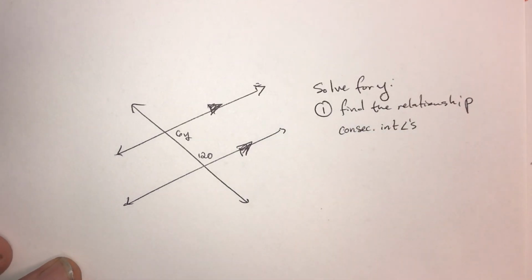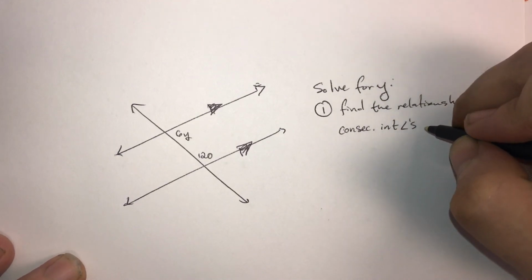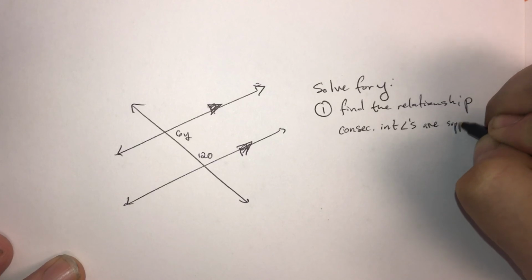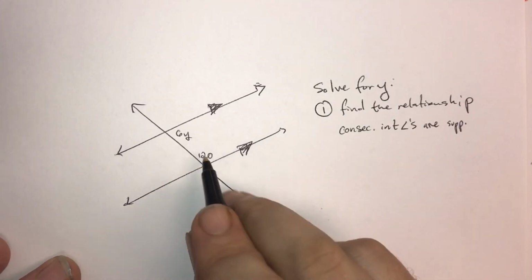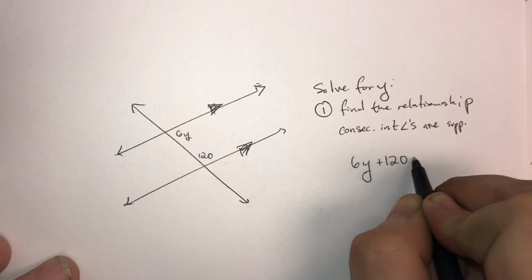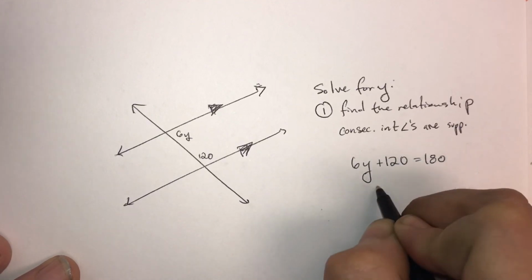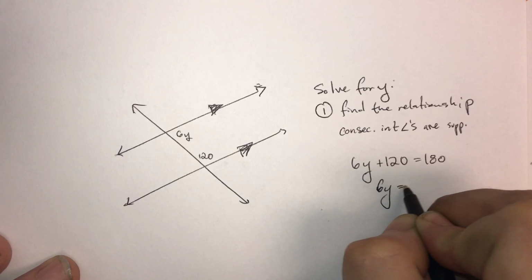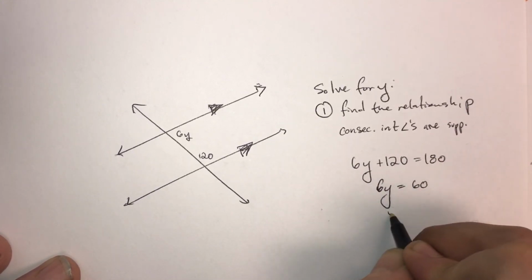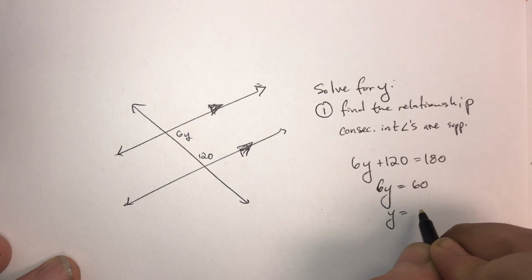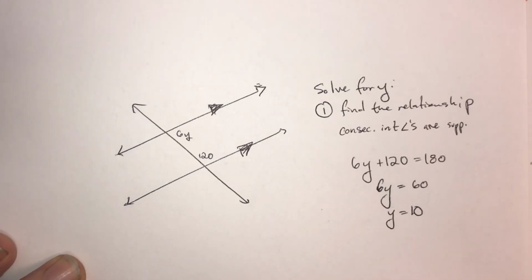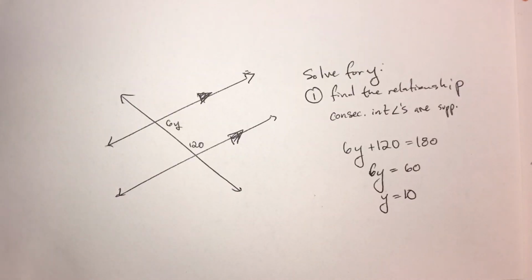and in a transversal of parallel lines, consecutive interior angles are supplementary. So what do I know about 6y and 120? I know that 6y plus 120 is equal to 180. So then 6y, I know from the subtraction property of equality, is equal to 60. So y is equal to, by the division property of equality, let's divide by 6, I get 10. Okay, super cool.